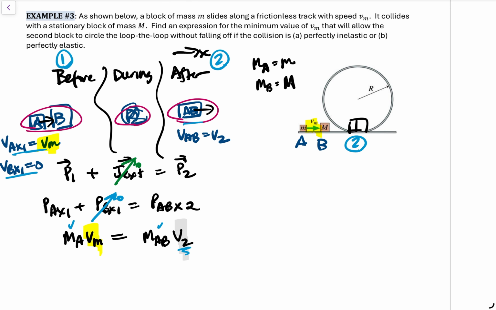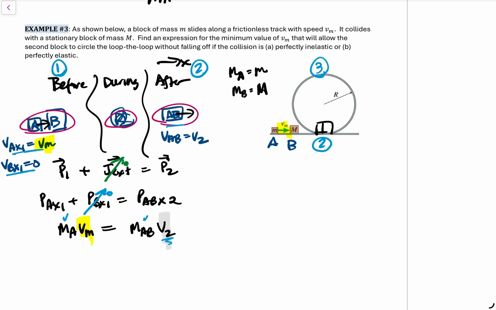And then it's going to go around, and we are interested in the criteria that it doesn't fall off at the top. So I'm going to note that top point as another point of interest. Here we have a point 2 and a point 3. From 2 to 3, we can do delta E equals work other. We have a change in energy: kinetic energy at the bottom and the top, because we don't want the top to be 0. We want enough speed so that it keeps going around the loop. And then we've got the change in gravitational potential energy.